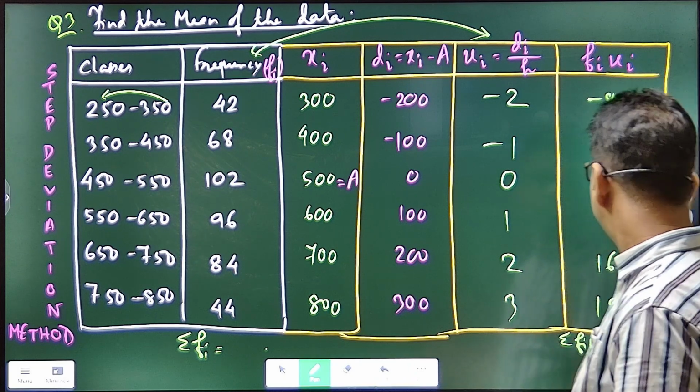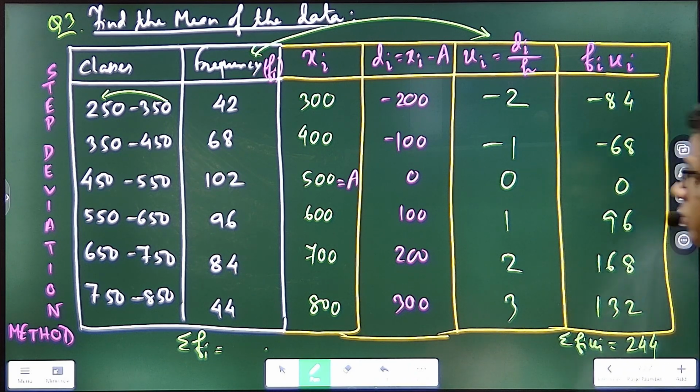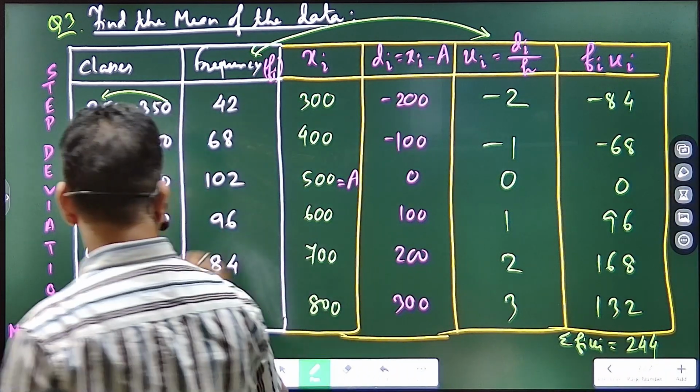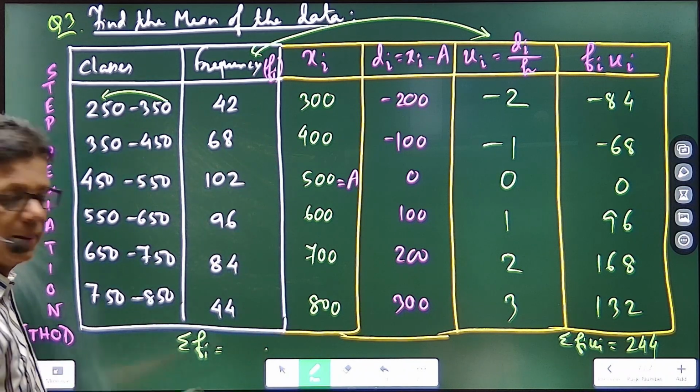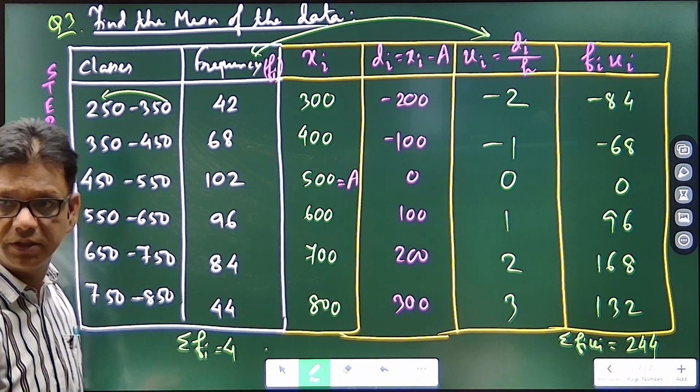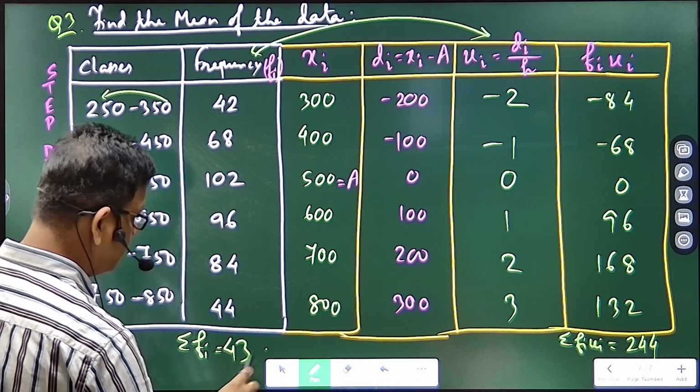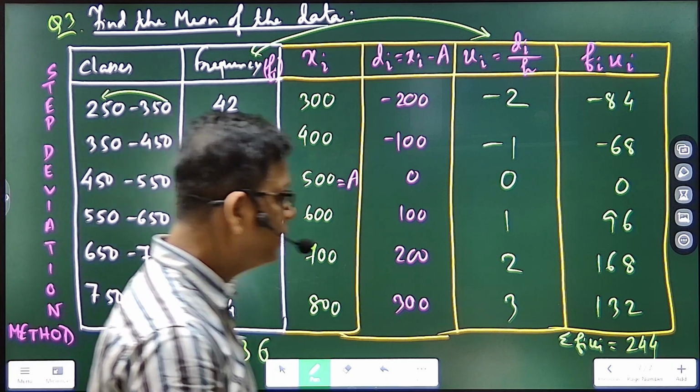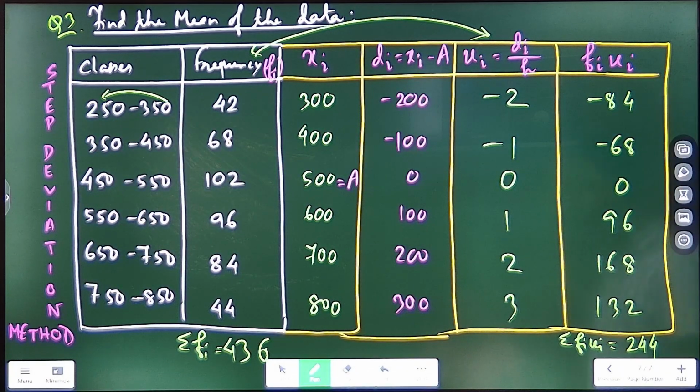Now everything is ready. Just we need to put the, okay, no, not ready. Summation of Fi, how much? Given? 436. Done. Now, is it okay? Clear? Now let's go for a formula.